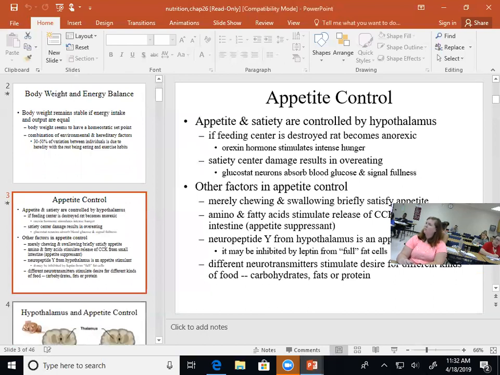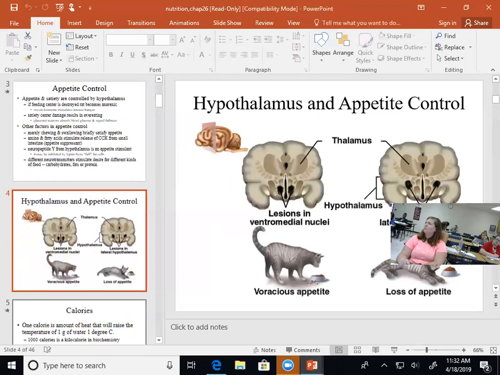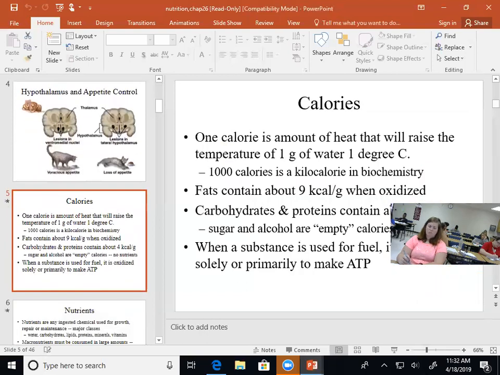So they show a little thing of a cat. When there are lesions on the medial area, toward the midline, then there's this ferocious appetite. When there are lesions on the lateral area, then there can be a loss of appetite. But anyway, we know it's from the hypothalamus, and that's where the satiety centers actually come from. That's for everything. That's for food.